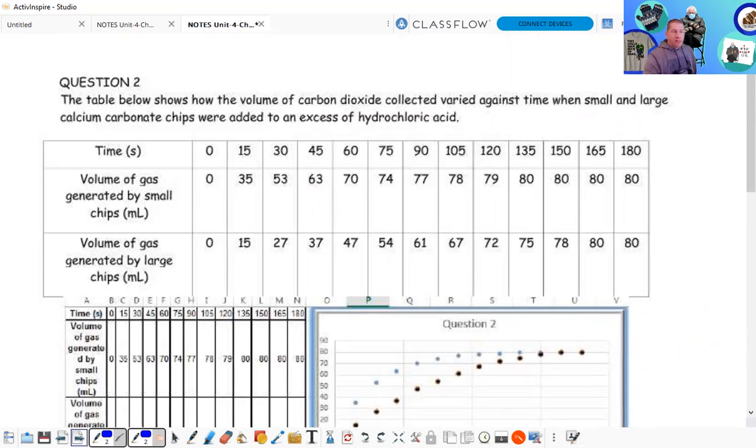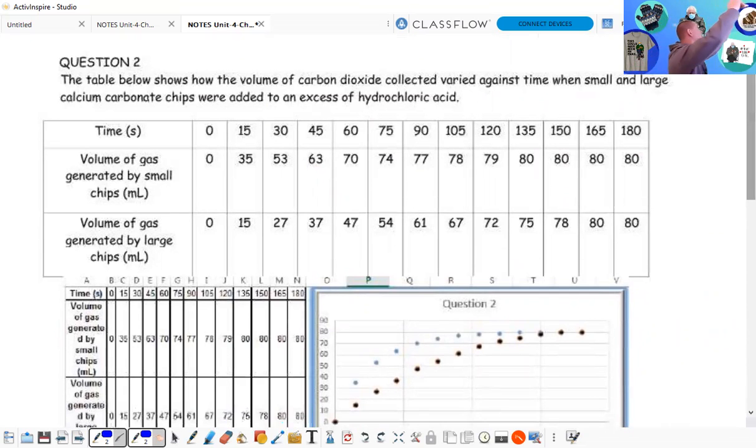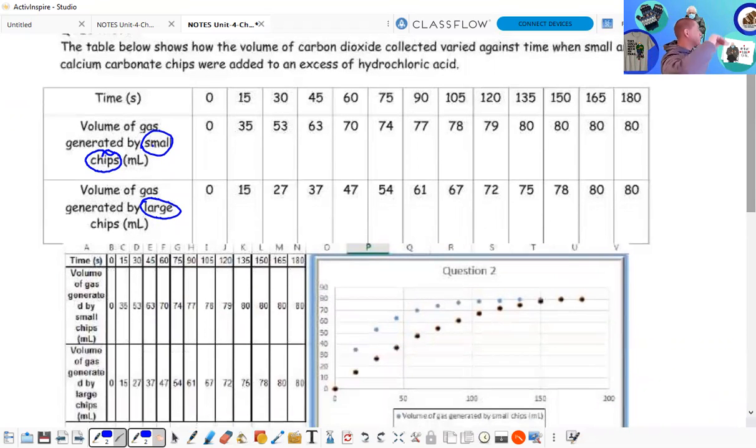So now we're collecting a gas again, but this time we used chips, small and large. Small chips are going to have a greater surface area. The larger chips are going to have a smaller surface area. Larger surface area means there's more places for it to react, the smaller the chips you use. Because remember, it's the outside atoms that get to work. The ones on the inside are not available for reaction.